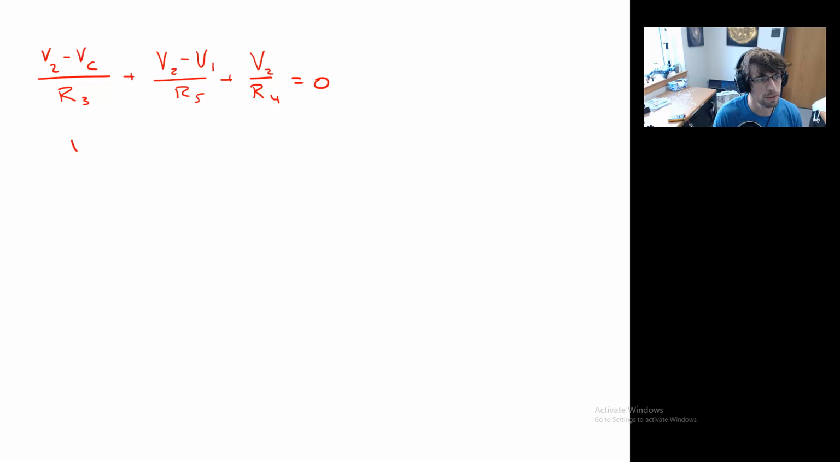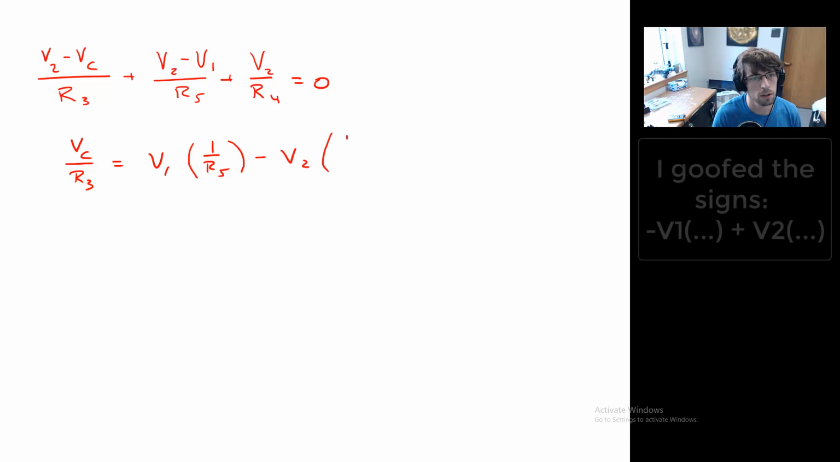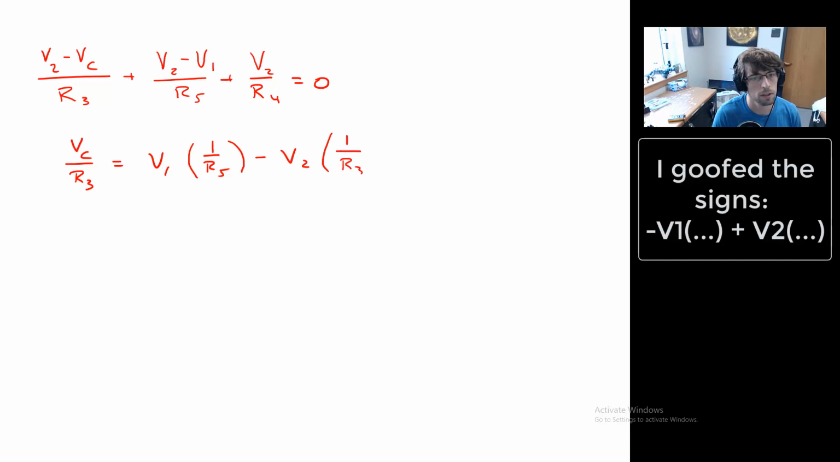So I'll just move VC to the other side. And you could probably already see this. We have V1, and I'll put 1 over R5, minus V2. And then we have all this rigmarole: 1 over R3 plus 1 over R4 plus 1 over R5. So at the end of the day, we get that VC is some sort of scaled combination of V1 and V2.